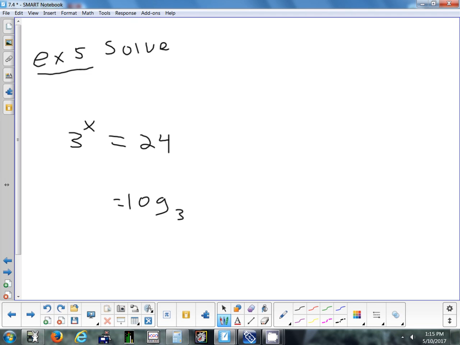So logarithm always equals what kind of number? Logarithm always equals the exponent. Logs equal exponents. Okay, always. What's my exponent here? X. And 24 is my argument. And if you wanted the decimal, you could do it just like we did the last one. Okay, this problem is very, very similar.